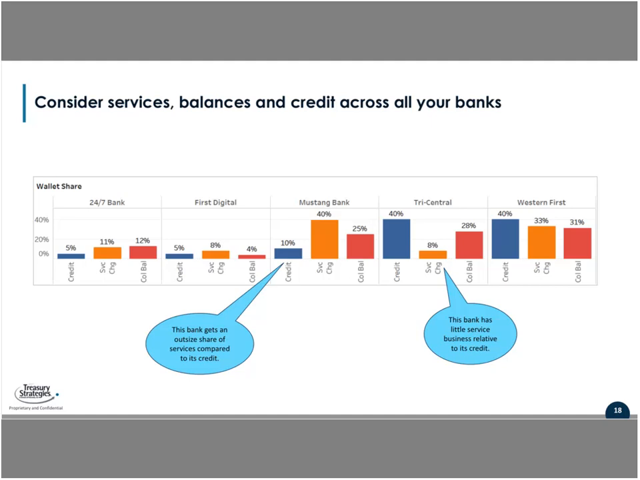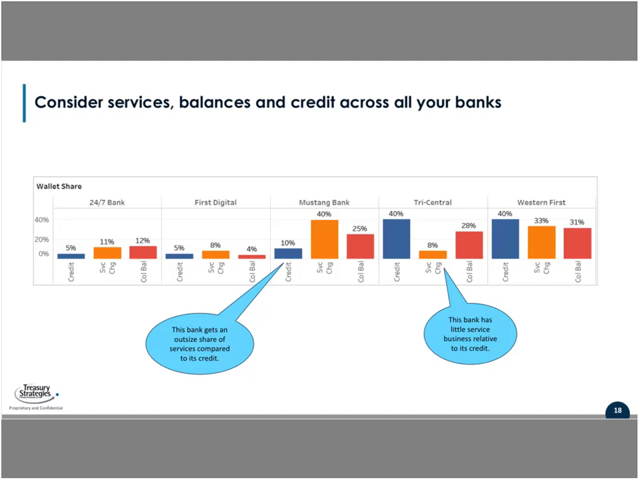Now, I've highlighted two banks here where things seem to be a little out of whack just looking numerically. At Mustang Bank, here we have 10% of our credit, but 40% of our services spend goes to that bank, and a quarter of our balances are at that bank. Whereas old Tri-Central, to their right, 40% of our credit is coming from Tri-Central Bank, but I'm giving them only 8% of my services business and about 28% of my balances.